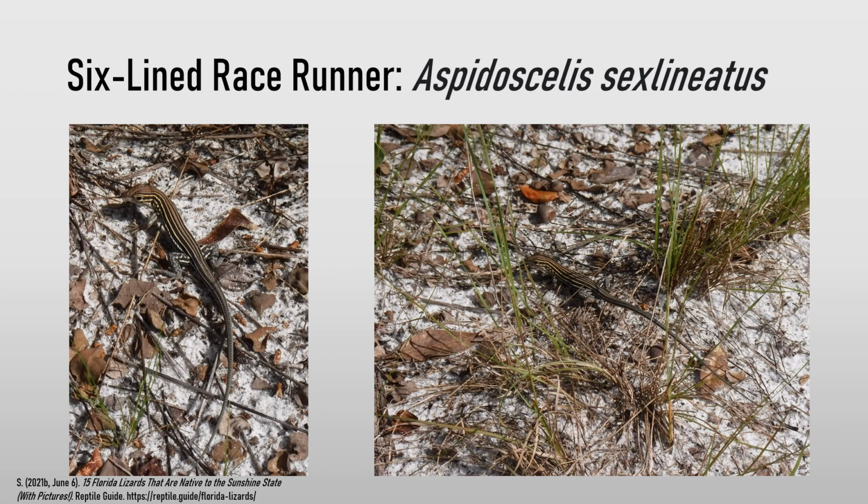Moving on to my animal species for this ecosystem, I have the six-lined racerunner lizard, the Aspidoscelis sexlineatus. This lizard gets its name from its ability to run at really high speeds for short distances. They can reach speeds of up to 18 miles per hour. I was so excited to get this photo. I followed this lizard for a couple minutes and was finally able to get some pretty good photos. I was super excited about this.